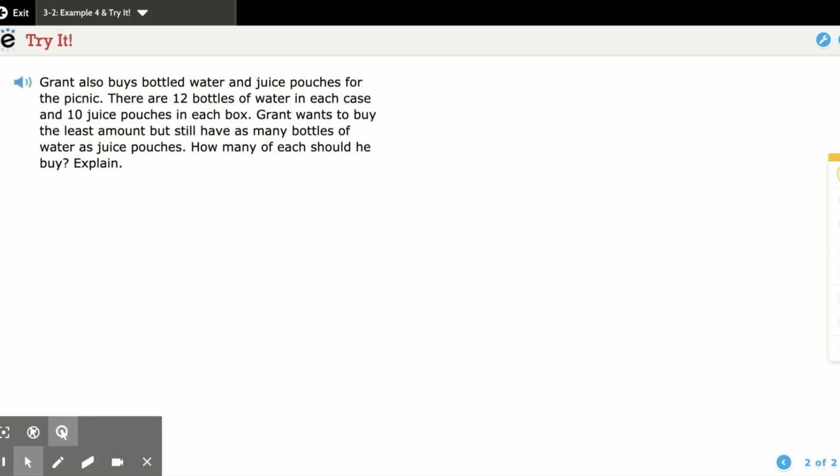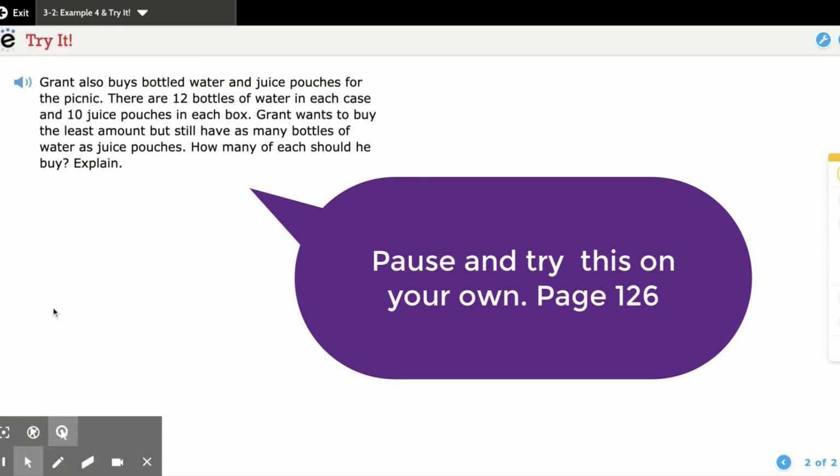This is not like example 2 where they were asking you to add 24 beads to the bags that we already had. Although this is very similar to example 4, you don't need any of the information from example 4 to do this. So think of this as a brand new question. Grant wants to buy bottled water and juice pouches, and there are 12 bottles of water in each case and 10 juice pouches in each box. How many of each of those should he buy? Regardless of how many packages he bought of the juice bottles and applesauce, this is a different problem. Pause the video and try it yourself.